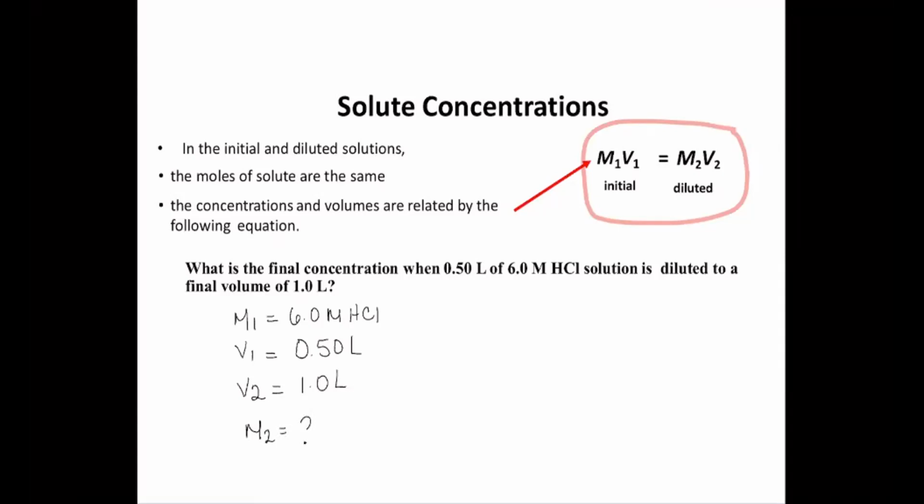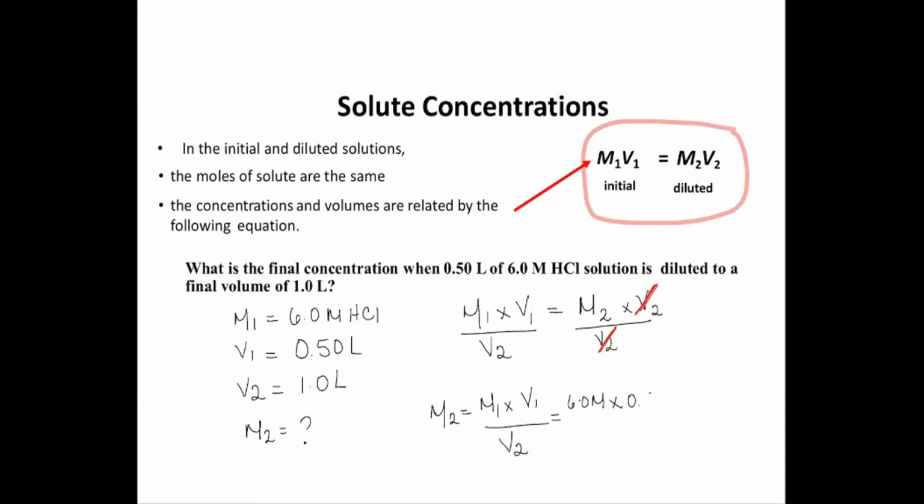So initial molarity times initial volume equals diluted molarity times the final volume of the diluted solution. If I'm isolating only the M2 term in this equation, I must divide both sides of the equation by that final volume. When I do that, the V2 term cancels, and my equation ends up being M2 equals M1 times V1, everything over V2. As you can see on the left side of the slide, we have all the numbers to incorporate into our equation, so I just plug them in: 6.0 molar multiplied by 0.50 liters, divided by 1.0 liters.